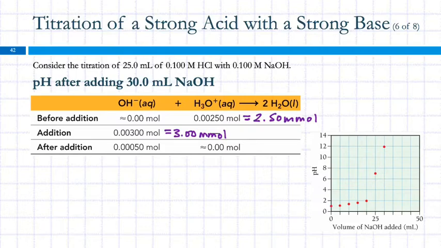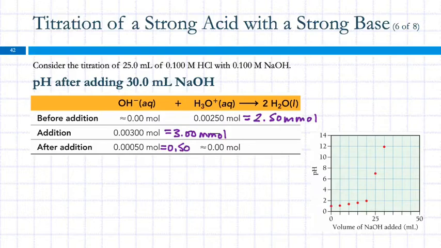What happens? This hydroxide can only react with the hydronium that's there. So 2.5 millimoles of this will react with the 2.5 millimoles of the hydronium ion. And we'll have 0 hydronium ion. And we'll have half a millimole of hydroxide left.